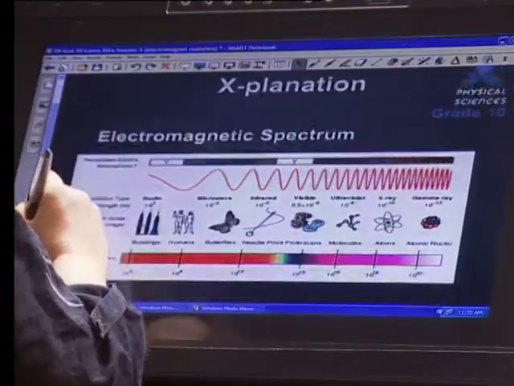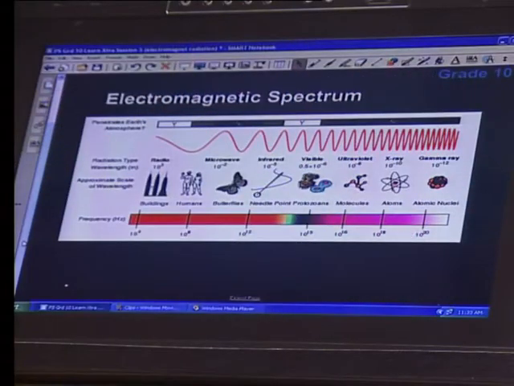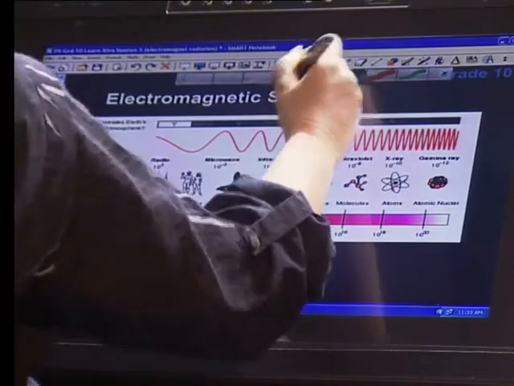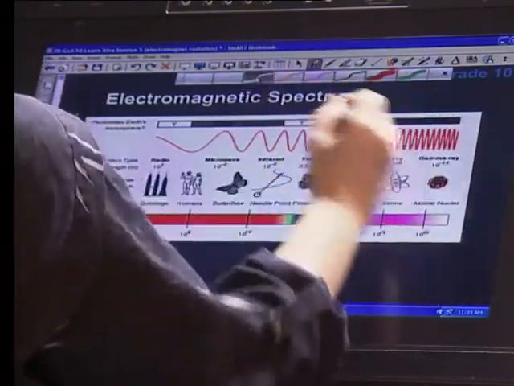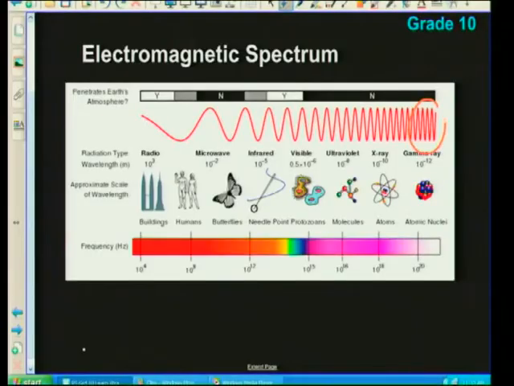Why is this important to us? Because when we look at our spectrum, and we go back to our diagram, the smaller the wavelength here, the more dangerous they become.